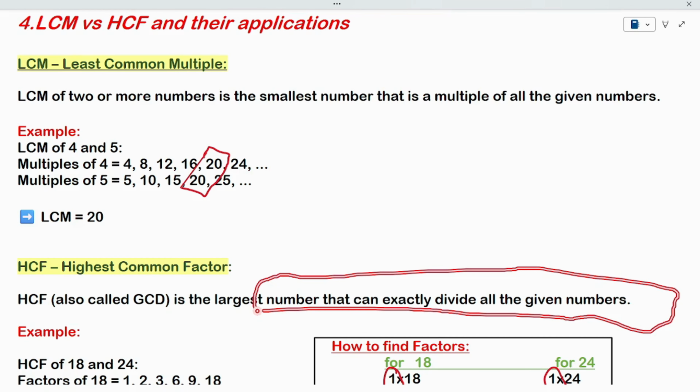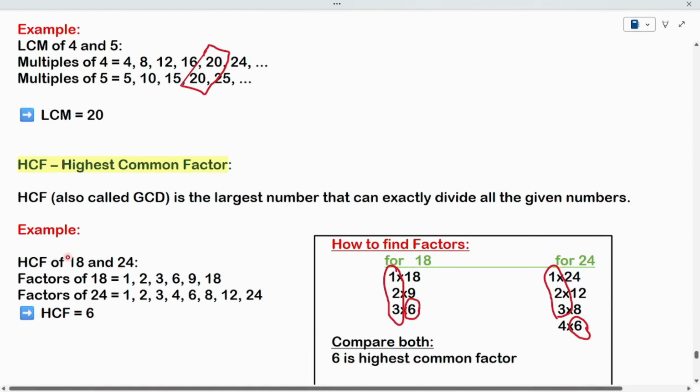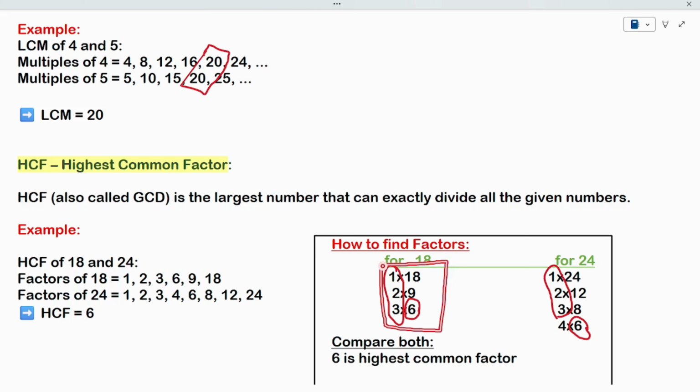Let us take an example here. HCF of 18 and 24. Simply, we need to find the factors of 18 as well as the factors of 24. See here, the factors of 18: 1 into 18, 2 into 9, 3 into 6. All these products equal 18 itself. So I can say 1, 2, 3, 9, 18, 6 are the factors of 18.